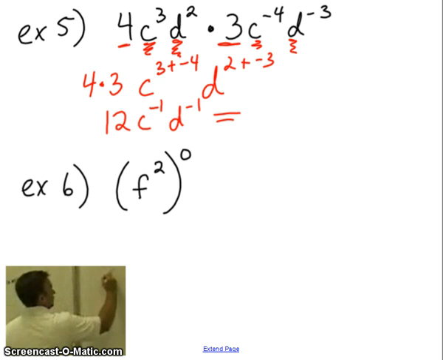Now with negative exponents, again, if they're in the numerator, we put them in the denominator, and if they're in the denominator, we move them to the numerator and make the exponents positive. Here, they're all in the numerator. So 12 stays up because it's not a negative exponent, and c and d move to the denominator. And remember, we have this invisible 1 power here. We made it positive.